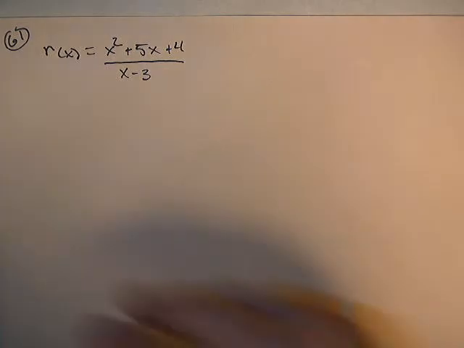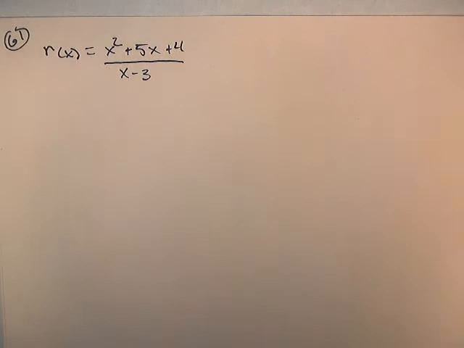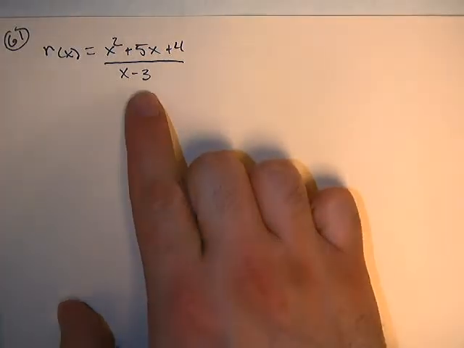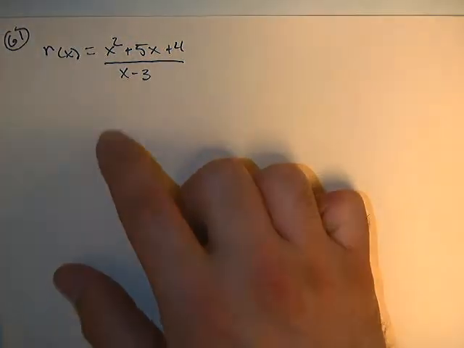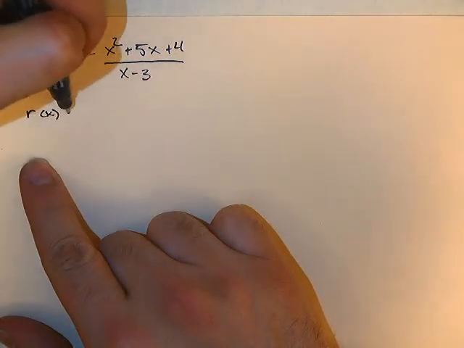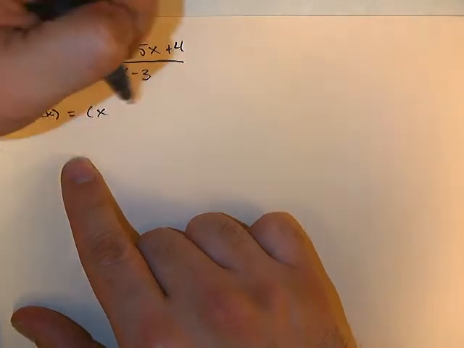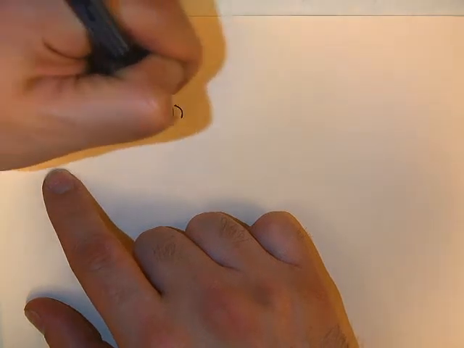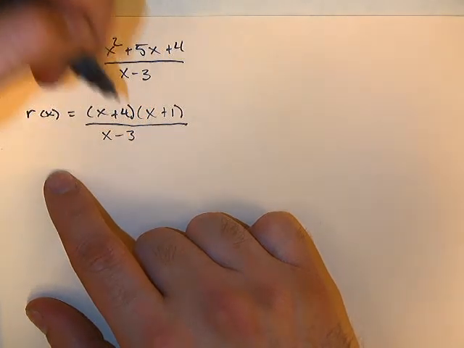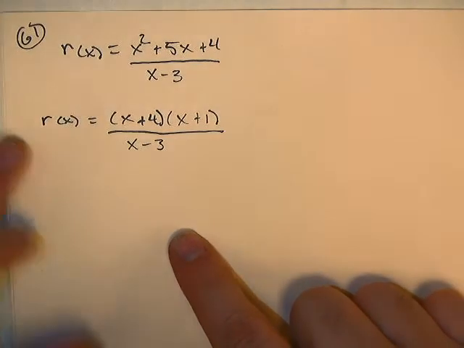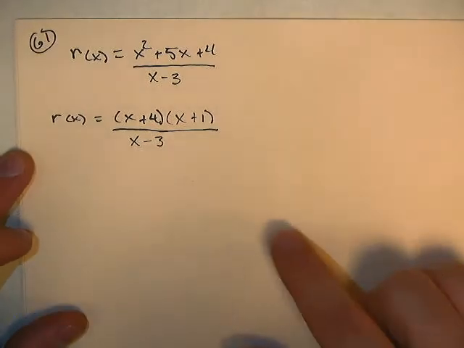All right, so let's get right down to it here, and let's start off by doing the same thing we do with every single rational function that we're trying to graph by hand, and that is factor the numerator, factor the denominator. In this case, the denominator is already a linear factor, so we don't really have to do much to this one except in the numerator. So this is going to tell us that r of x is equal to (x plus 4)(x plus 1), and all of this is divided by x minus 3. So that right there is the fully factored form.